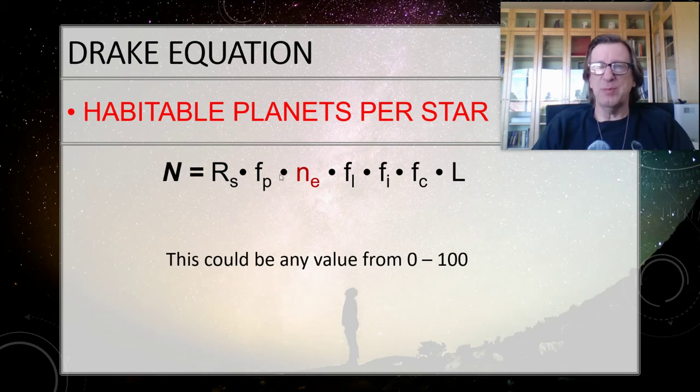Now NASA actually blends this one in with the next one. So how many habitable planets do you think are in the star system? So we've got a star system, it's got planets. How many of those planets do you think are habitable? It could be anywhere from none of them, including Earth, to 100 of them.